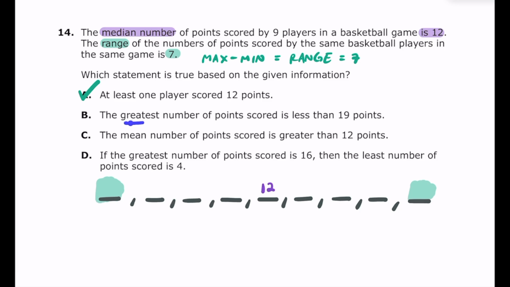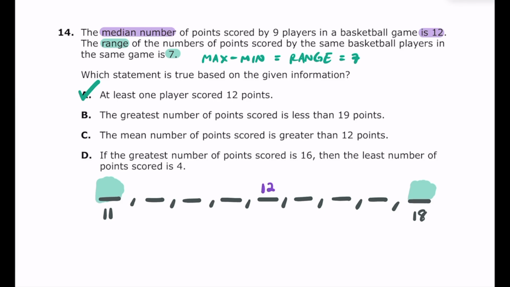It says the greatest number of points scored is less than 19. Well, if that's true, let's hypothetically put in a number here. Let's say this number, the greatest number, was less than 19. Let's say this was 18. Do we know that has to be true? Well, if that's true, then we know the smallest number has to be 11, right? Just because they told us that the range would be 7. So if they're saying that the greatest number has to be less than 19, then that means 18 could be true. So 11 and 18 are 7 apart from each other. Could this be true?